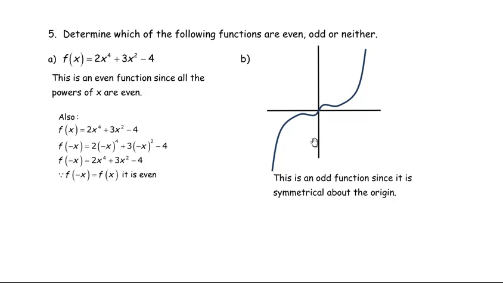For b here, this would be an odd function because it's symmetrical about the origin. This part here, if you reflected 180 degrees around, it would match up completely with this here. And so that's an example of an odd function. That's what it looks like.